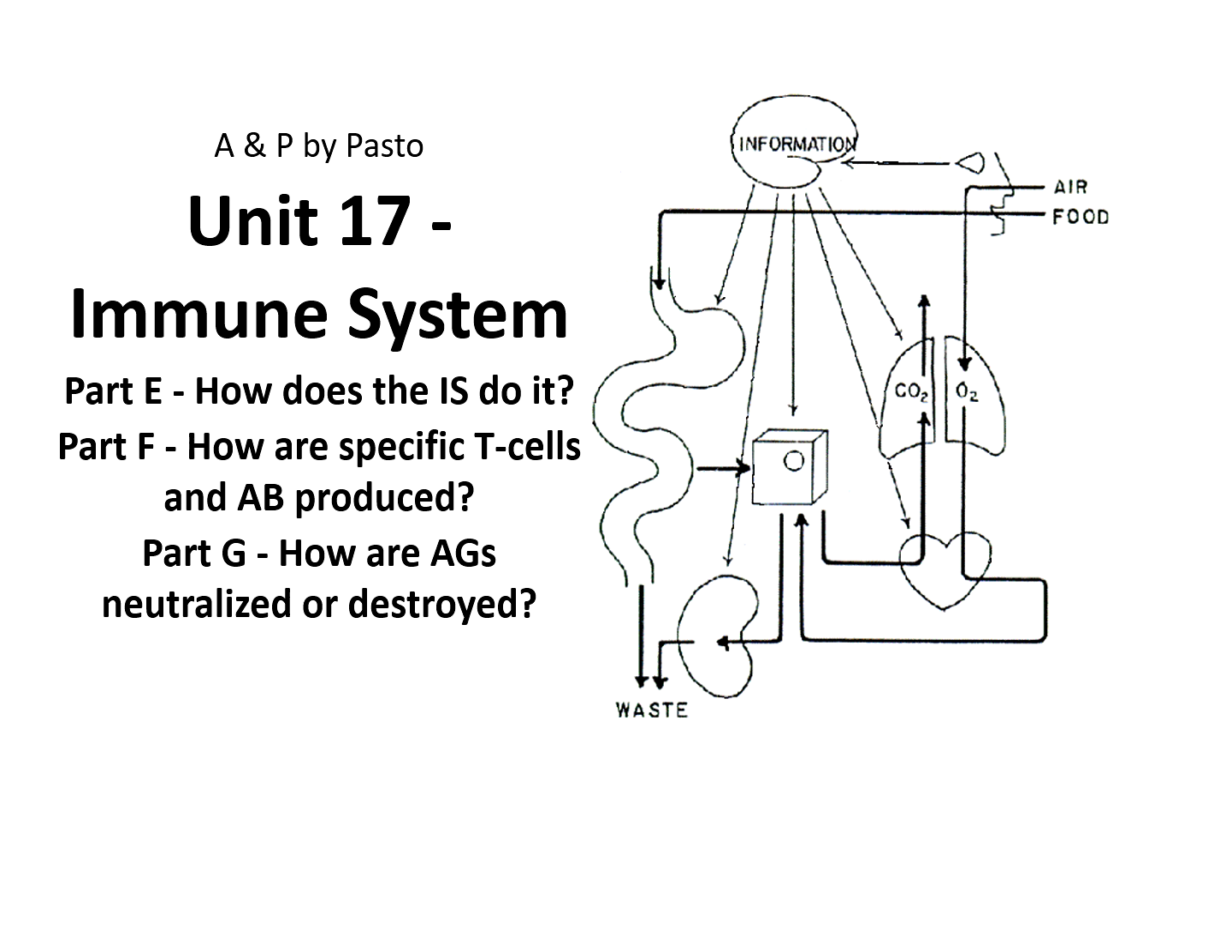This is the second video for Unit 17. It includes Part E, how does the immune system do it? Part F, how are specific T cells and antibodies produced? And Part G, how are antigens neutralized or destroyed? How does the immune system do what it does?